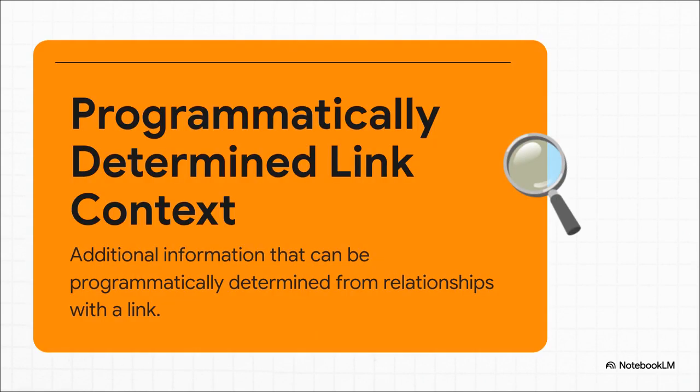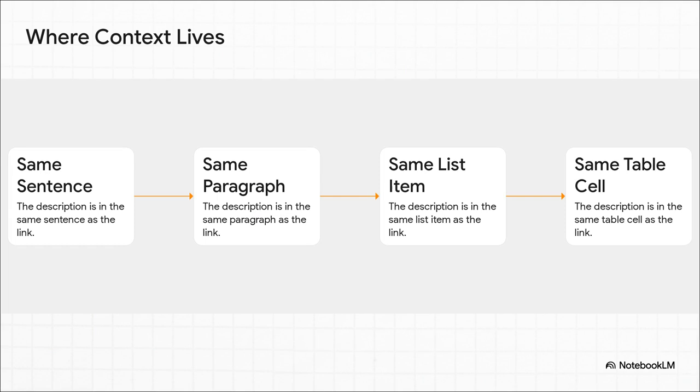Well, the answer is this kind of clunky-sounding phrase, programmatically determined link context. That is just a super fancy way of saying that the software, the screen reader, is smart. It's smart enough to look at the words right next to a link to figure out its purpose. So, where does the software look for this context? Basically, it can find it if it's in the very same sentence, or in the same paragraph, or if they're both in the same bullet point, or even the same cell in a table. The key is just keeping the description and the links snug together. That creates a relationship that the software can totally understand.